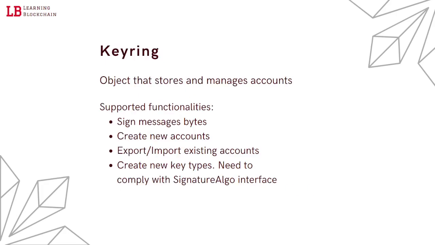The keyring is the object that stores and manages the accounts. This keyring supports many useful functionalities like signing message bytes, creating new accounts, exporting and importing existing accounts, and also allows you to create new key types. In order to do this, you will have to comply with a signature algo interface that will allow you to implement whatever key type you want to support in your chain.